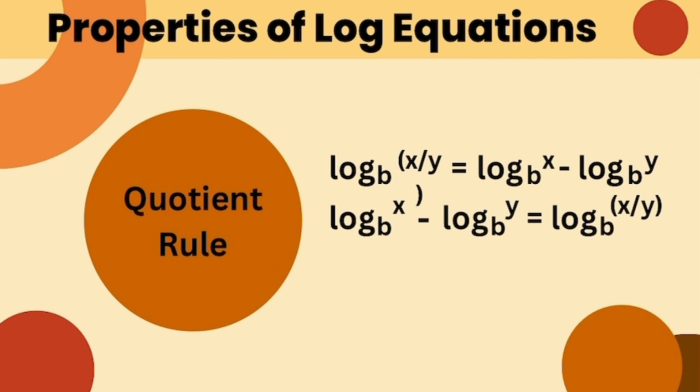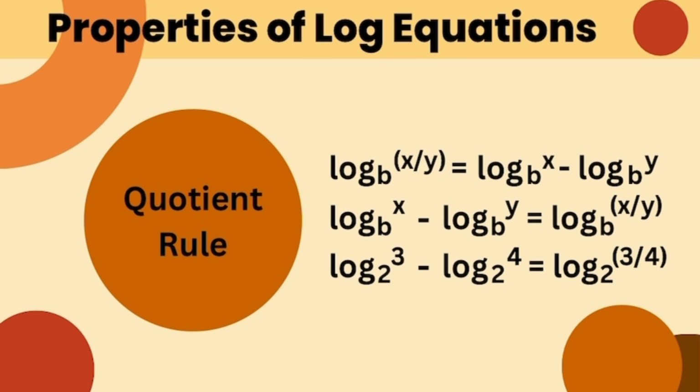As we can see with another example that's similar to the product rule, you can go back and forth. So log base b of x minus log base b of y equals log base b of x divided by y. So you can switch back and forth. Now, an example with whole numbers would be log base 2 of 3 minus log base 2 of 4 is equal to log base 2 of 3 over 4.